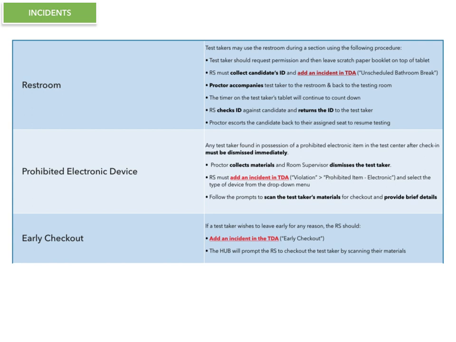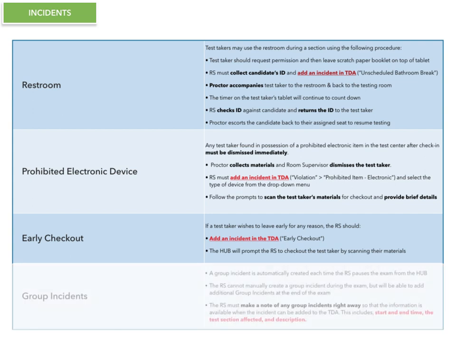A group incident is automatically created each time the RS pauses the exam from the hub. The RS cannot manually create a group incident during the exam, but will be able to create additional group incidents at the end of the exam. For this reason, the RS must make a note of any group incidents right away so that information will be available when the incident can be added to the TDA. This note should include the start and end time of the incident according to the clock, the test section that's affected, and a description of the incident.